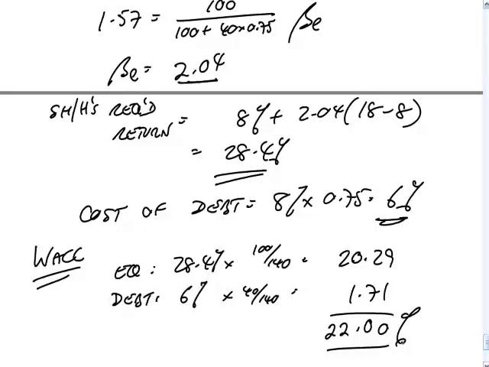The project beta, 1.57. There's gearing in the project. So the share, the equity beta, gear up, use the formula backwards, using the gearing in the project. It's higher, as you'd expect, at 2.04. The return shareholders require on their money, and the cost of equity, therefore, normal formula, 28.4.